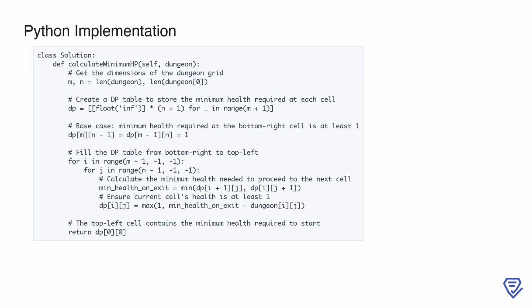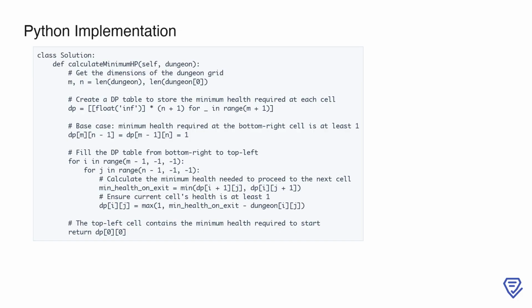3. Filling the DP table. Starting from the bottom right corner, just before the boundary cells, the table is filled moving upwards and leftwards. At each cell (i, j), the minimum health required to proceed to the next step is calculated as the smaller of the values in the cell below, dp[i+1][j], or to the right, dp[i][j+1]. This value is adjusted by subtracting the health effect of the current cell, dungeon[i][j]. If the resulting health is less than 1, it is capped at 1 to ensure the knight survives.